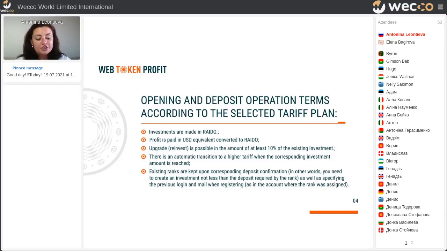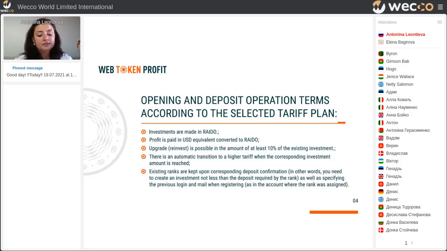It's not so much. And remember that deposits are accepted only in ERA tokens, which can be purchased on the Coin Galaxy exchange, a cryptocurrency exchange. And you can exchange your fiat money for ERA tokens. After that, from Coin Galaxy, you can transfer your tokens to this project, Webtokenprofit. And after that, you open a deposit according to the selected rate and depending on the amount of the deposit.